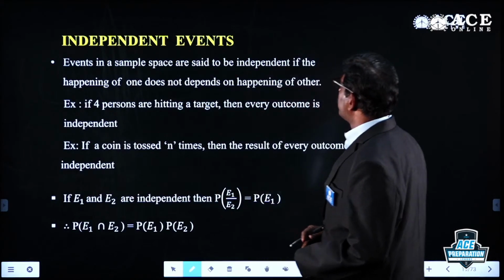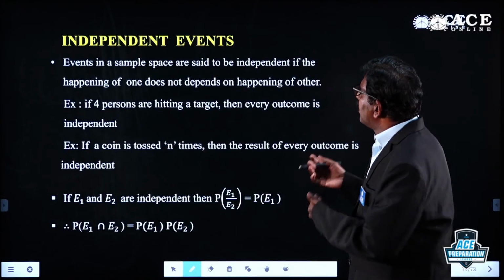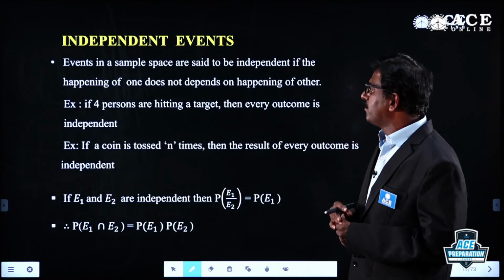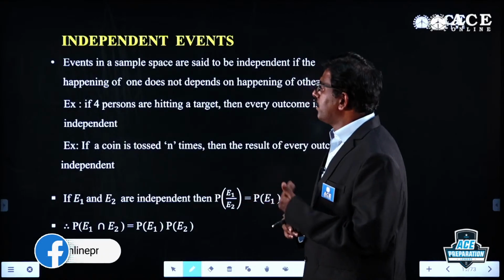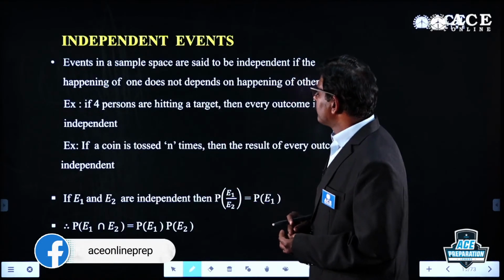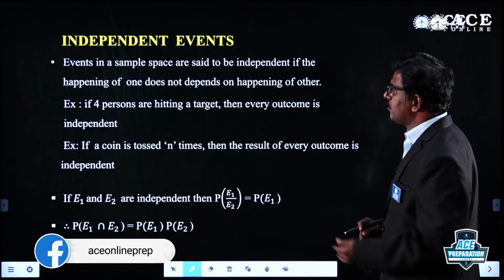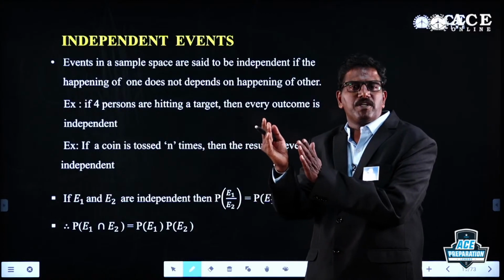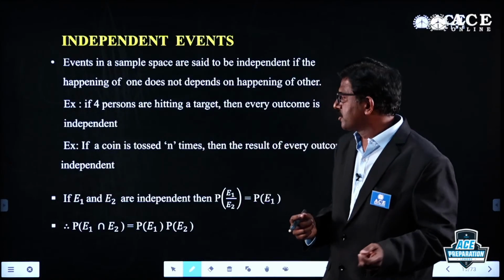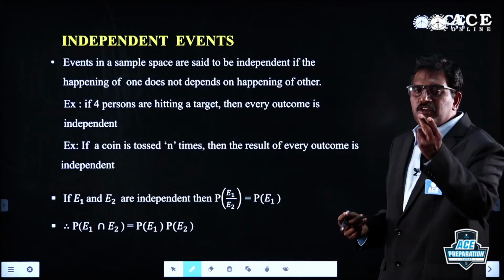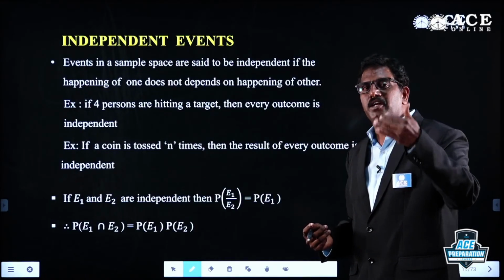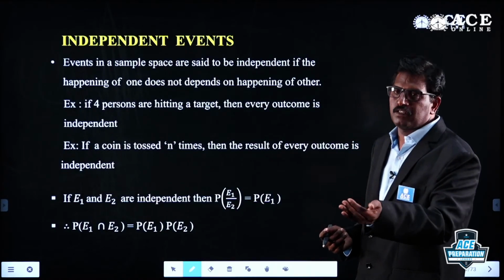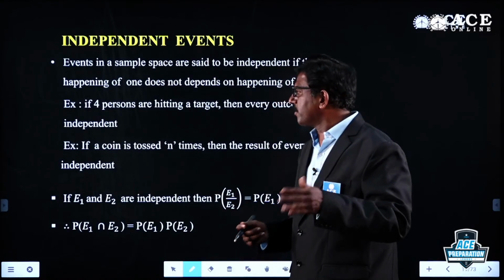Events in a sample space are said to be independent if the happening of one does not depend on the happening of the other. Means if one event is not depending on another event, then the events are independent events. For example, if 4 persons are shooting in a shooting or archery competition, one may hit the target 4 out of 5 shots, the second person may hit the target 3 out of 5 shots, and the third person may hit the target 5 out of 5 shots, like that.